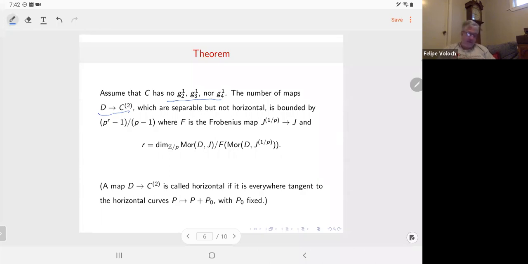So let me state the theorem. I want to look at maps which are separable. So remember, we're working in characteristic p. So inseparability will cause problems.